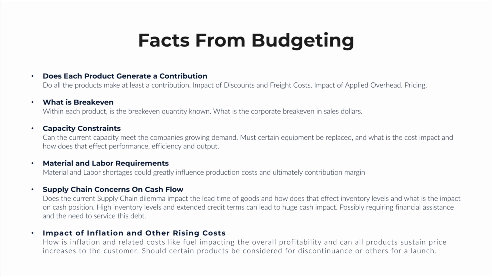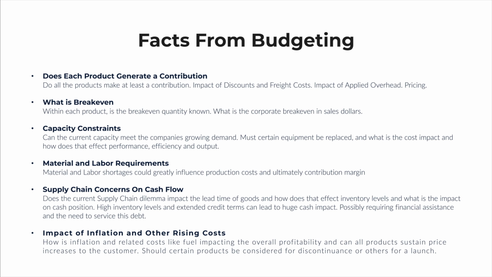From budgeting, we also understand capacity constraints. Can the current capacity meet the company's growing demand? Or must certain equipment be replaced because it's not complying with the standards that are set? In other words, it's getting old, it's getting costly to not only maintain, but it's not keeping up with the production runs and standards. And what is the cost impact of replacement? And how does that affect performance, efficiency, and output?